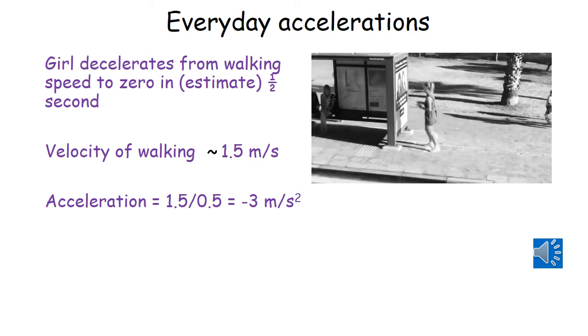In this situation, we have to estimate the time taken for the walking speed to go to 0, so we could guess half a second. Speed of walking is 1.5 meters per second. Acceleration is the change of velocity divided by the time taken. That's 1.5 divided by 0.5, which gives you an acceleration of minus 3 meters per second squared. It's minus 3 meters per second squared because we are slowing down.